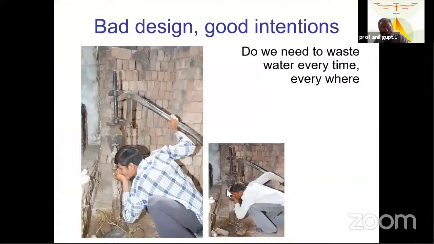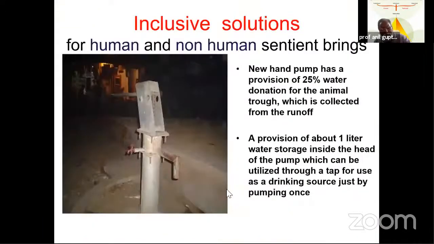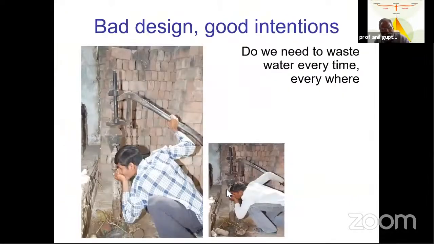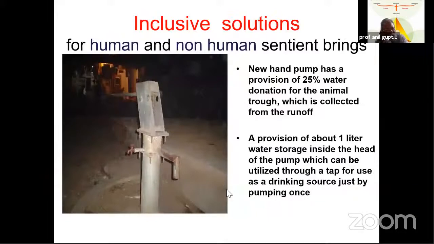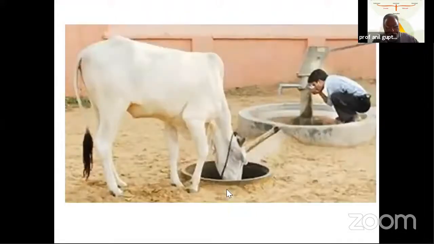This I might have shown you already about the hand pump, how there's so much wastage of water, and then you have a simple improvement, one small one for drinking water, the bigger one for filling the tank. And of course, if there's still spilled water, it was for the animals.